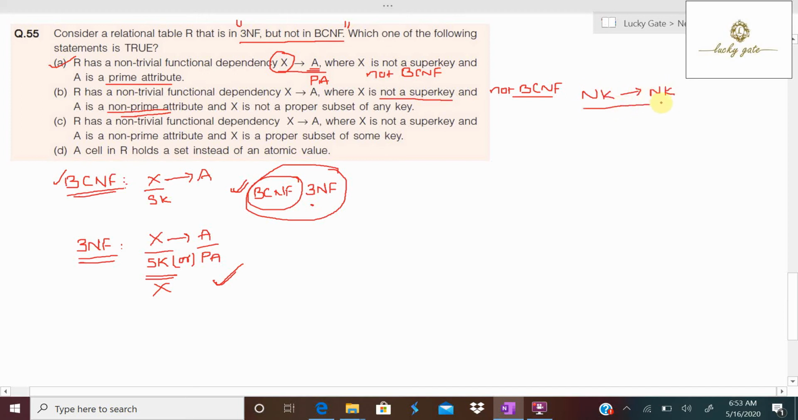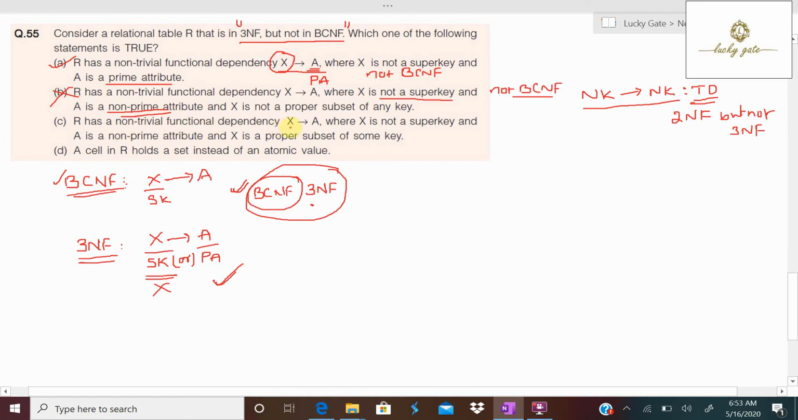Such non-key relationships we call transitive dependencies. If it is a transitive dependency, we can say it is in 2NF but not 3NF. So clearly option B is not satisfying the 3NF definition. So option B is wrong.